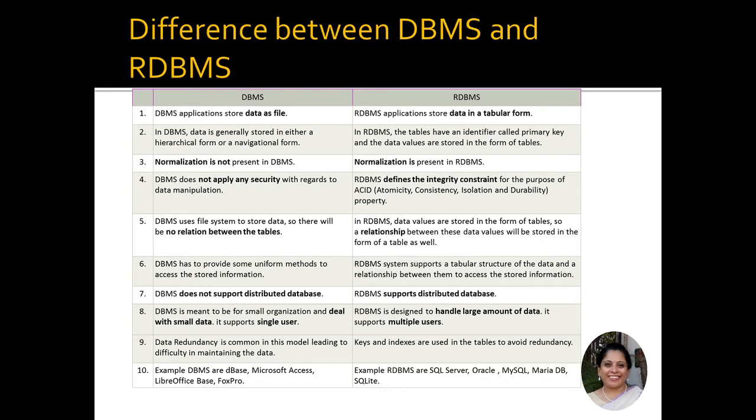In RDBMS, data are stored in the form of tables, so a relationship between these values will be stored. Then DBMS provides a uniform method to access the stored information, whereas RDBMS supports a tabular structure of the data and the relation between them to access. Then the seventh point, DBMS does not support distributed databases. So if I want to store my data across multiple servers as a distributed database, DBMS does not allow me to store that because it is not in a tabular form, whereas RDBMS will surely support me with the distributed database.